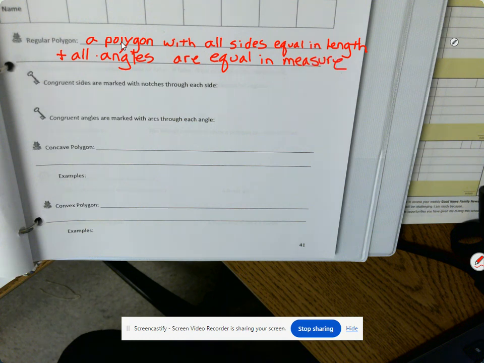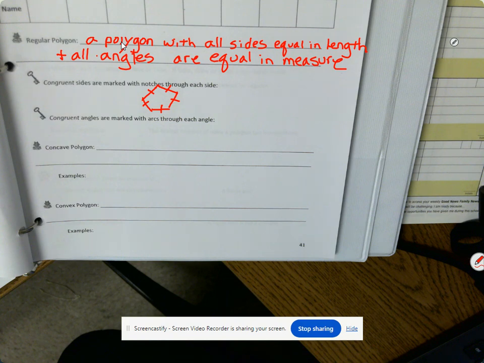So, when they are in equal length, equal measure, they are congruent. Congruent sides are marked with notches through their sides. If I drew my pentagon right, each of these sides would have the same measure. Regular polygons have congruent sides. We can see that because they all have the same notch going through it, just one notch. Sides with the same number of notches on them are congruent.